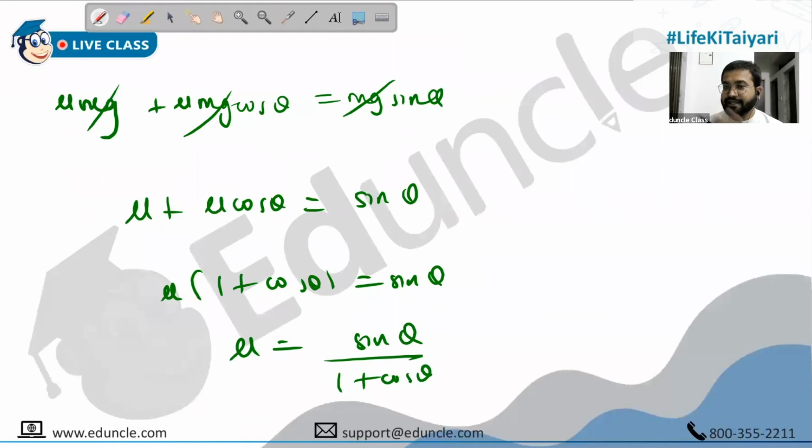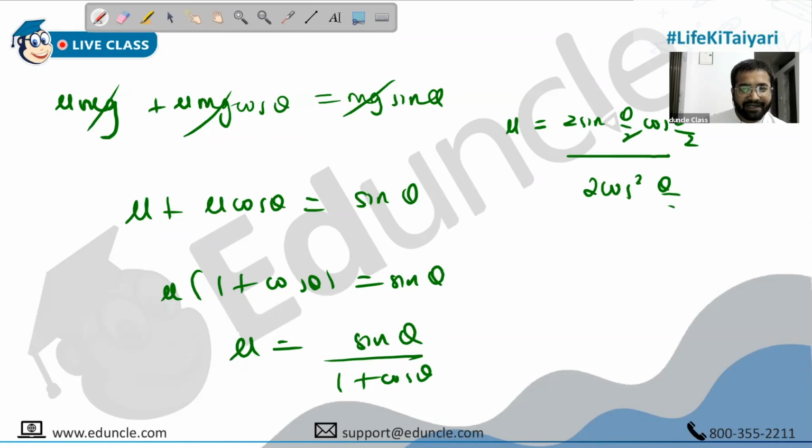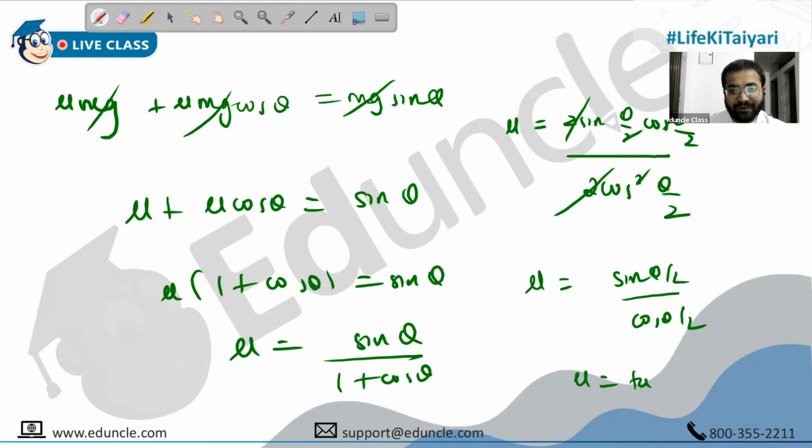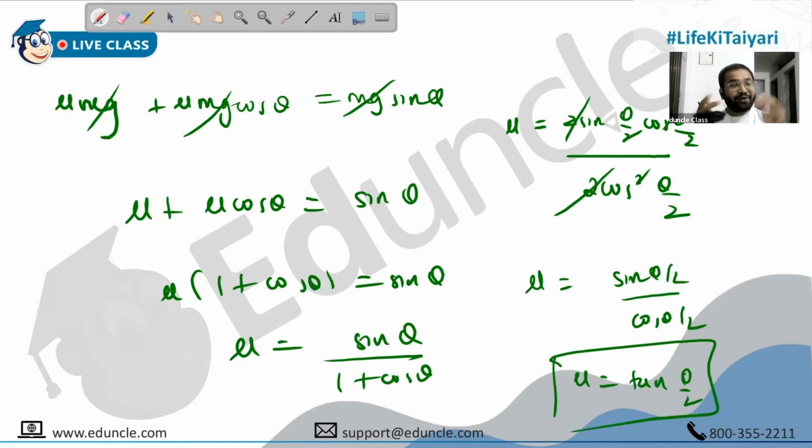But what will you do after this? That's the biggest challenge. We have to get rid of theta. You have to find theta. Half angle formula. Perfect. That's the first good attempt. So people, sin theta can be written as 2 sin theta by 2 cos theta by 2, and 1 plus cos theta is 2 cos square theta by 2. The 2 gets cancelled, and cos and square get cancelled. So you are going to get mu as sin theta by 2 upon cos theta by 2, which is tan theta by 2. The step was correct, by the way. But now what?